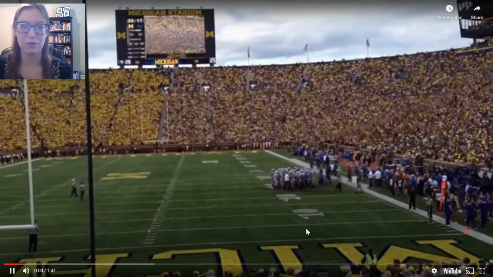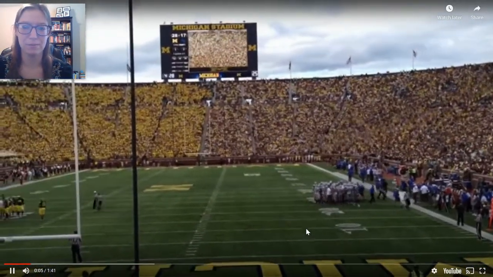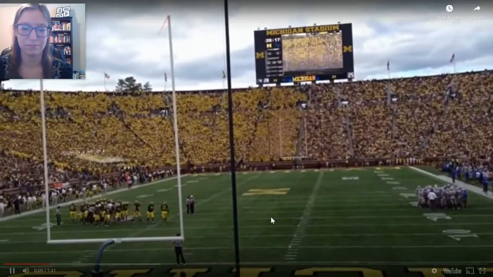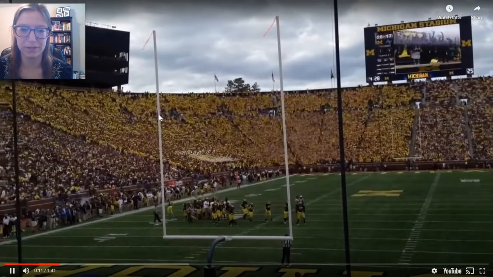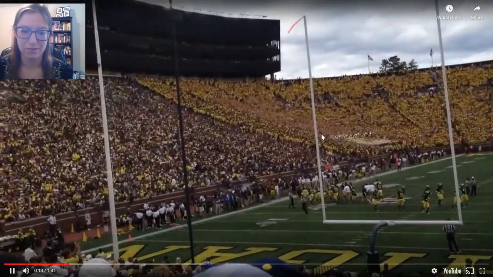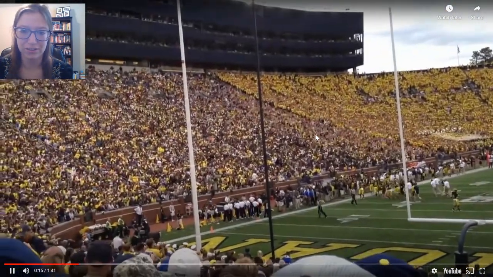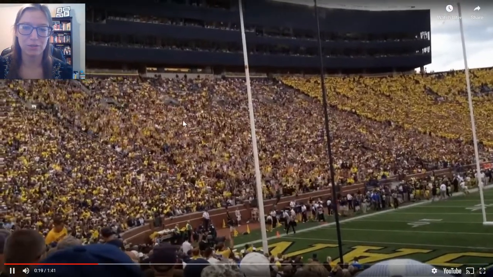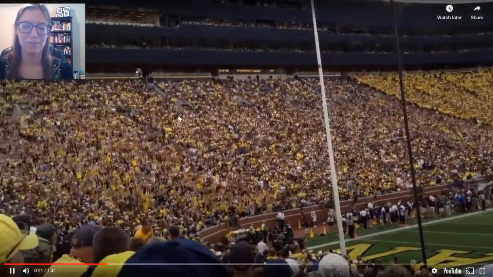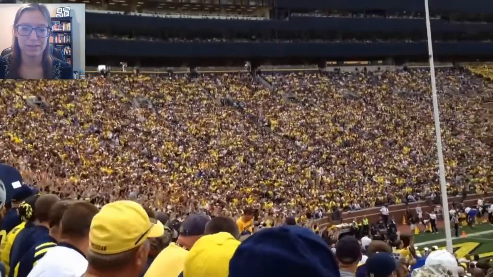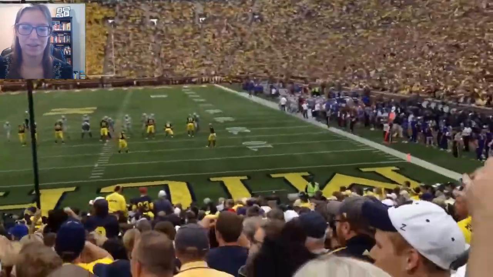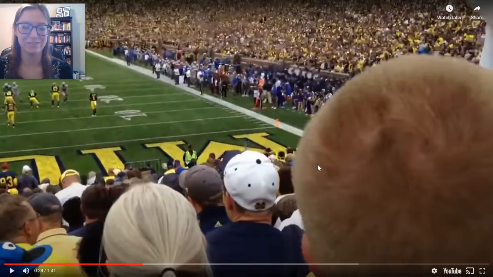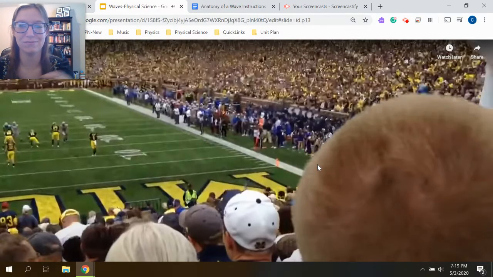All right, here we have a football game. People doing the wave at Michigan State. It's a little blurry up here, but okay. You see it? Okay. All right. Each person is just standing up until we get to our video. There we go. They're excited. I kind of miss sports.